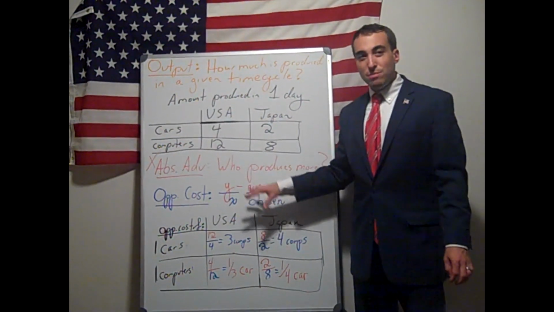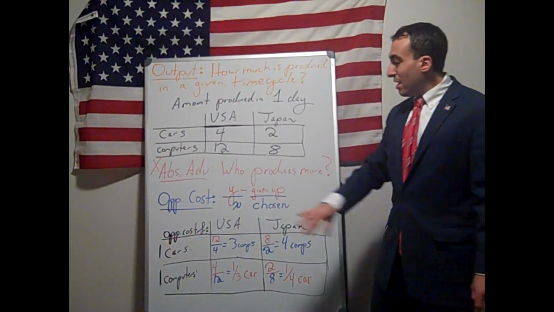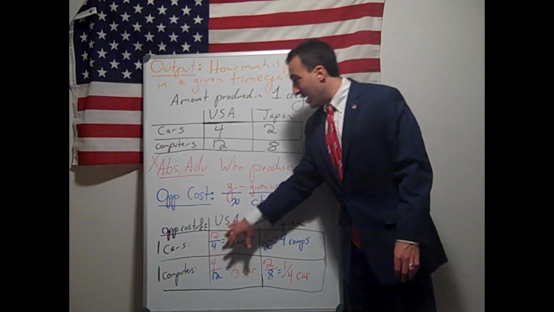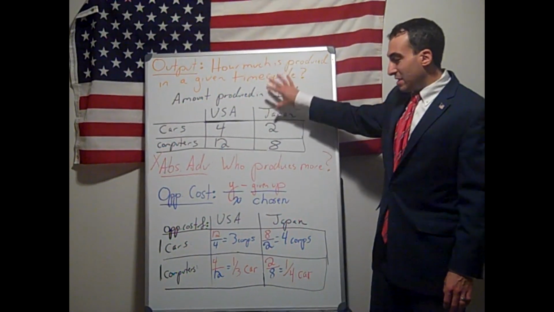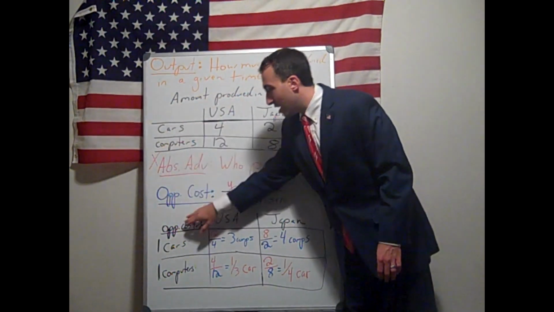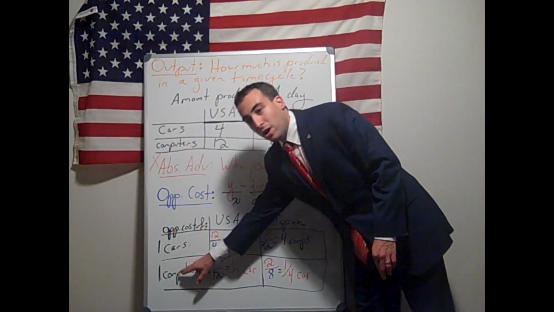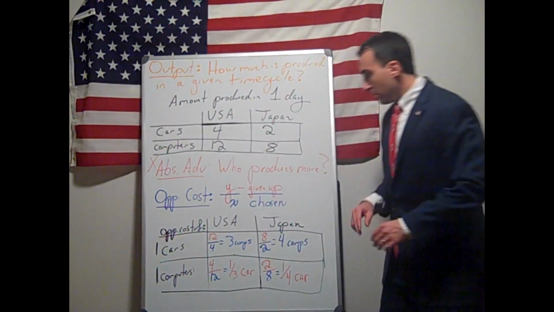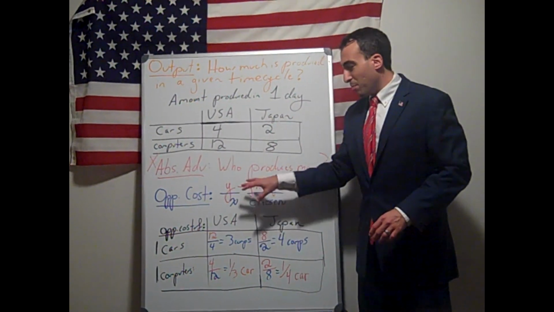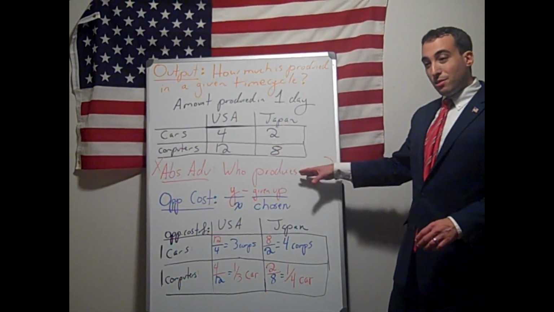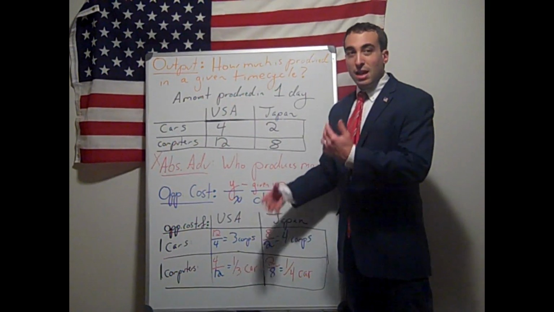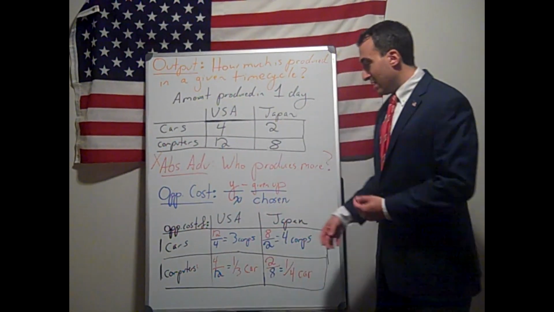Now the next thing we do is we create a blank opportunity cost chart. We have basically the same chart, except we are adding in this blank column, opportunity cost of 1 car and 1 computer, for America, and then we are plugging in our opportunity cost. So I'm going to do the whole chart together to make sure that we understand.